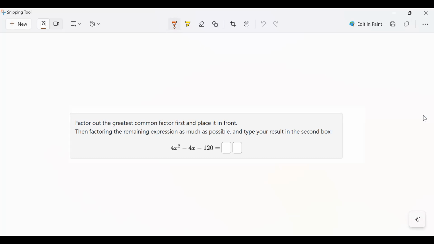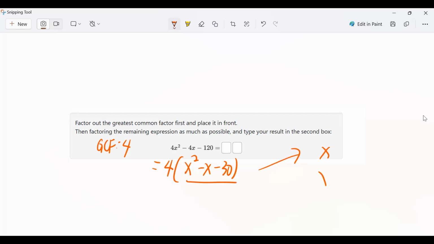Okay, let's go over the solution. First of all, GCF is 4. So that's factor by GCF first. 4 goes in front. x squared minus x minus 30. Now from there, we'll factor this trinomial here. So break down x squared as x times x. And that will be 6 and 5, because the difference of those two numbers is -1, right? So it's going to be -6 plus 5.